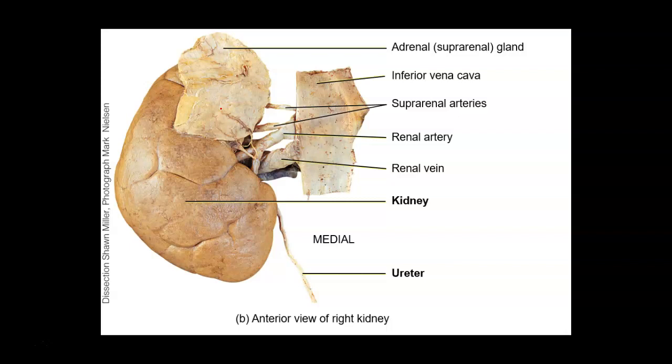But here are some of the vessels, and we'll take a closer look at them later. You can see some of the vessels which feed into the kidney: renal vein, renal artery, the suprarenal arteries. The suprarenal arteries go to the suprarenal gland, or the adrenal gland. But here's the kidney. This is what it looks like.